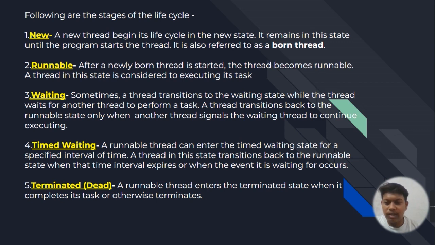Fourth, timed waiting. A runnable thread can enter the timed waiting state for a specified interval of time. A thread in this state transitions back to the runnable state when that time interval expires or when the event it is waiting for occurs. Fifth, terminated or dead. A runnable thread enters the terminated state when it completes its task or is otherwise terminated.